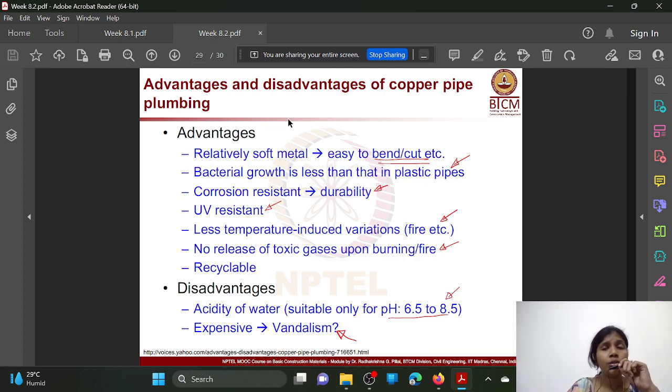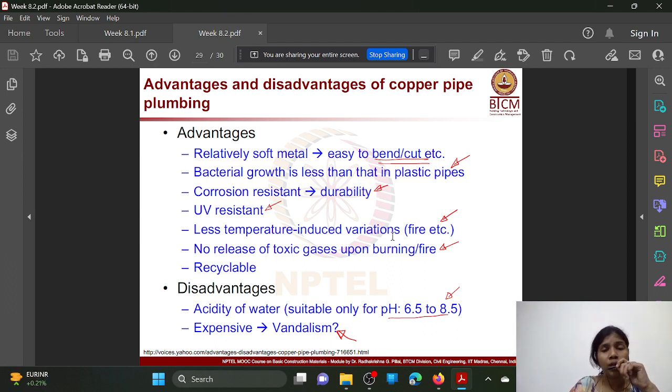The advantages of using copper in plumbing are that it is a relatively soft material, so you can easily bend or cut it, and bacterial growth is less than in plastic pipe. See, in plumbing works, if you have to fit a pipe at the sink, the bacterial growth is higher with plastic pipes, but with copper the bacterial growth will be less. It also has more corrosion resistance and durability. It is also UV resistant and resistant to temperature-induced variations.